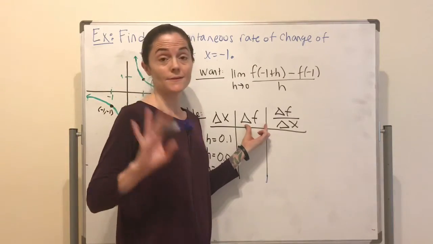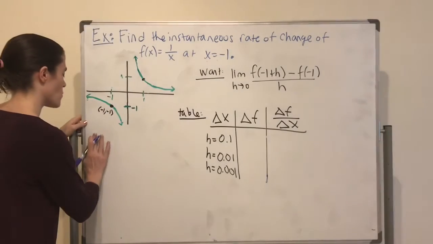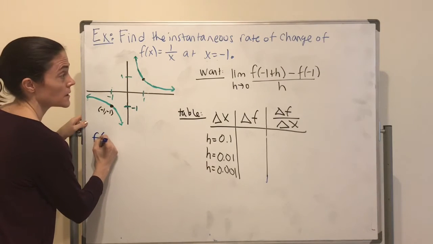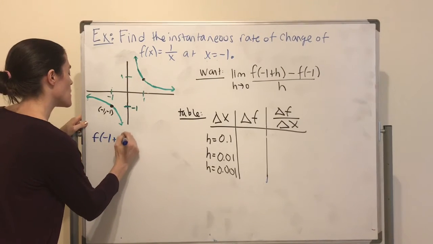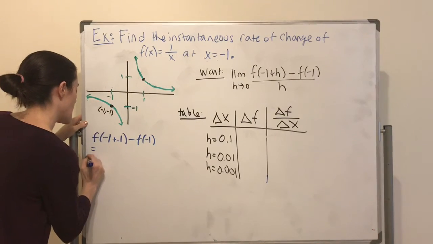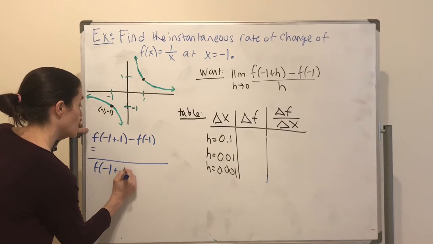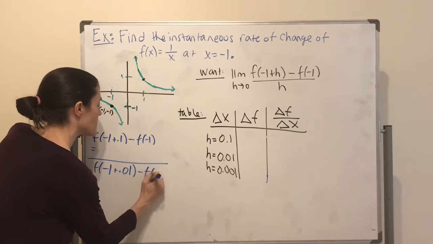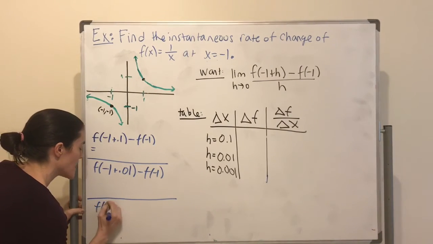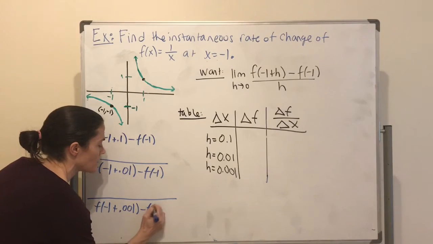Let's compute change in f, and then I will divide. Okay, so what do I need here? I need f of minus 1 plus 0.1 minus f of minus 1. I need f of minus 1 plus 0.01 minus f of minus 1. And I need f of minus 1 plus 0.001 minus f of minus 1.